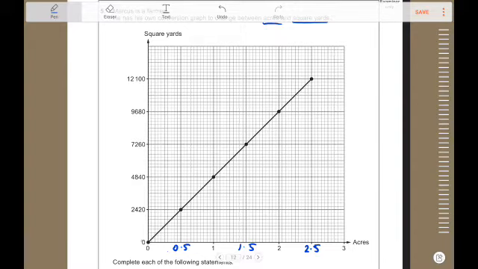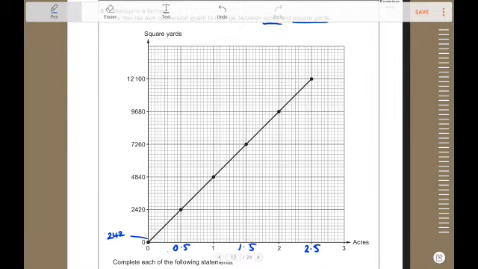Looking at the scale as well, we've got 10 squares is 2,420. So it's going up in 2,420s of square yards. So each little square is 2,420 divided by 10. So each square is 242. Okay, so one little square, I'm going to just make a note of that, is 242, up to that one square.